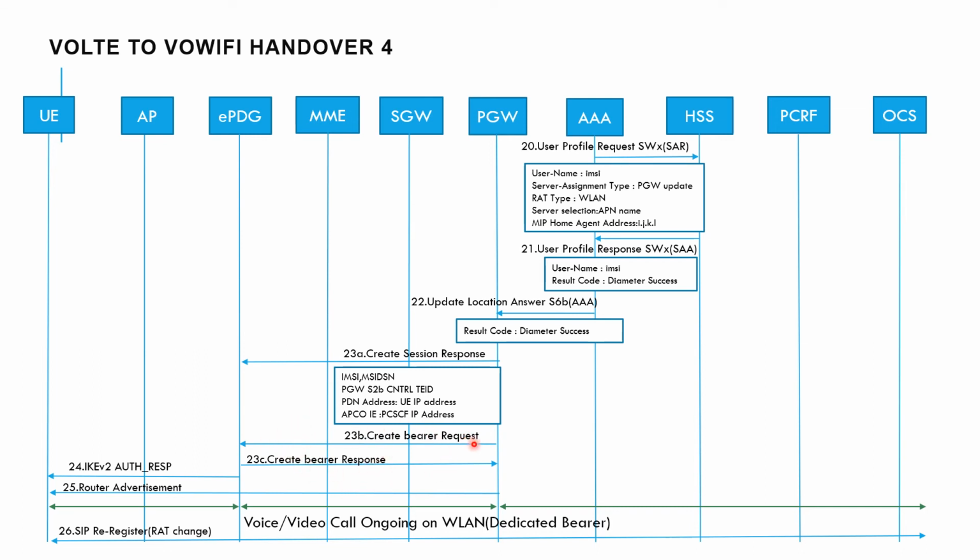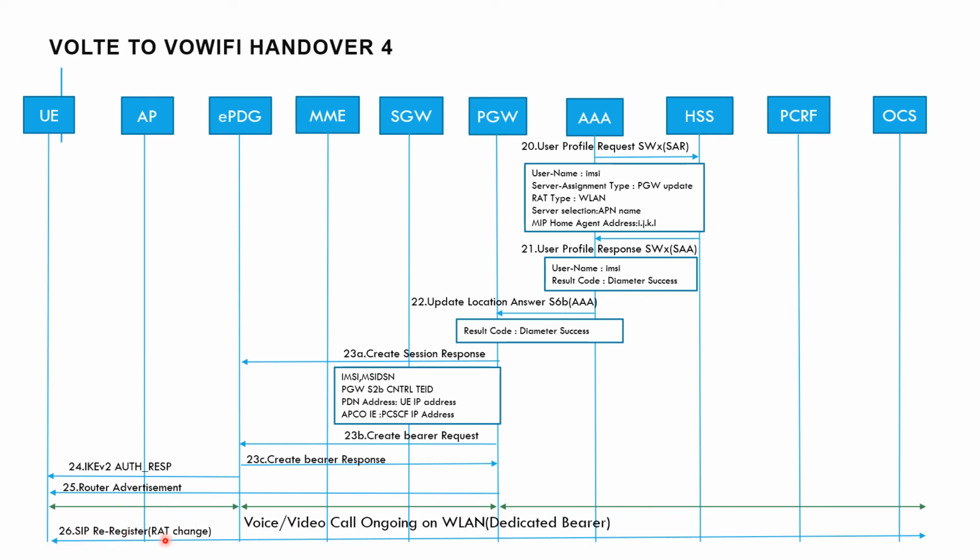So now we have to create a dedicated bearer in order to set up our call. So this dedicated bearer is created from the P gateway using the create bearer request, and create bearer response comes back to the P gateway. Now the dedicated bearer is set up, and the IKE auth response message is sent back to the UE. Then finally we have a router advertisement, and now we can say that our voice call has been shifted to the WLAN.